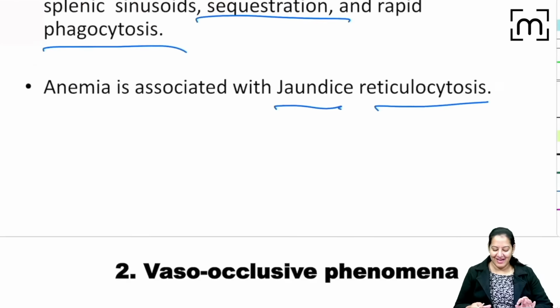The second feature here is the vaso-occlusive phenomenon. As I have told you, initially the sickling is reversible. On oxygenation, it's normal. On deoxygenation, sickling takes place. When sickling takes place in the deoxygenated state, the cells have a high level of adhesion molecules on them, so they are very, very sticky. They stick to each other, form clumps and occlude the capillaries. Vaso-occlusive symptoms are the most common manifestation in sickle cell anemia in the initial stages.